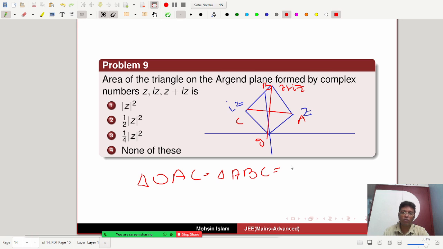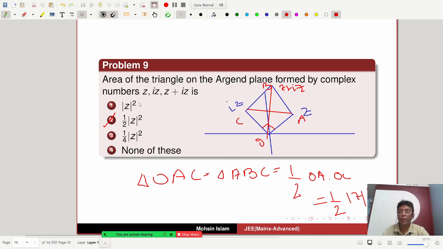So what is the area of the triangle OAC? Half base times height. This is 90 degrees, so your base is OA and your height is OC. So half, what is your OA? Mod z. What is your OC? Mod iz. So that will give you mod z square. So half mod z square is the area of the triangle.